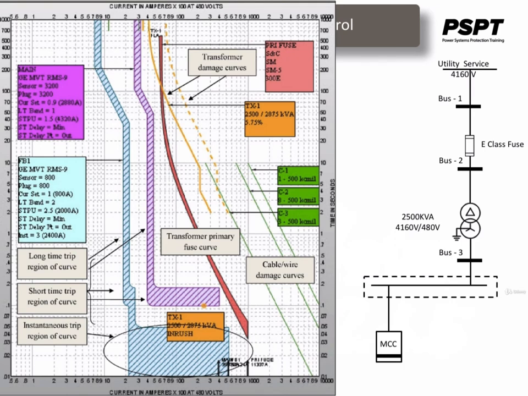The light blue curve is a switchgear feeder circuit breaker curve. The violet curve is the switchgear main circuit breaker curve. The orangish, I call it orangish, type curve is the transformer primary fuse curve. The yellow curves shown here are the transformer damage curves, and the green curves are the cable damage curves.